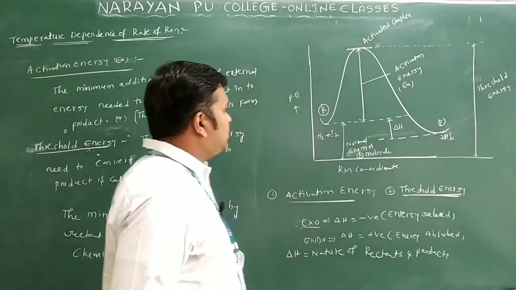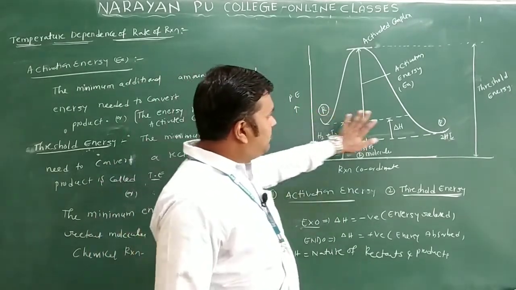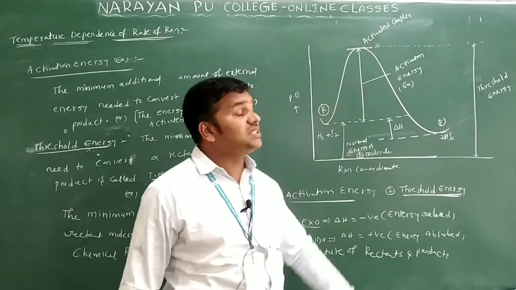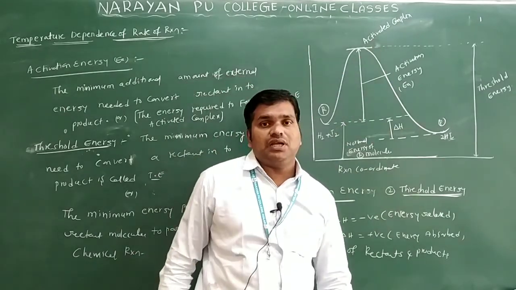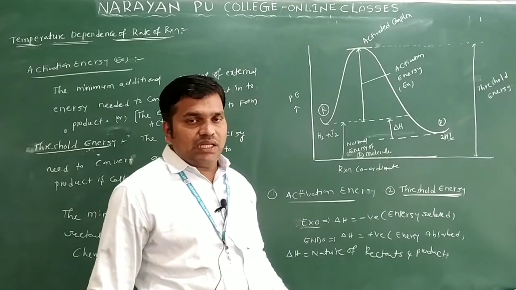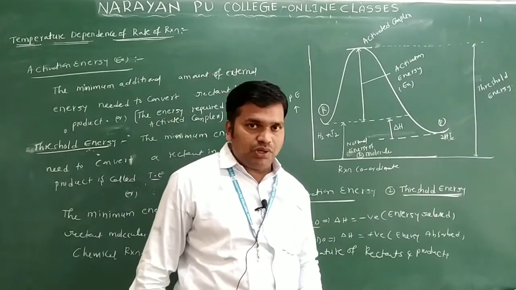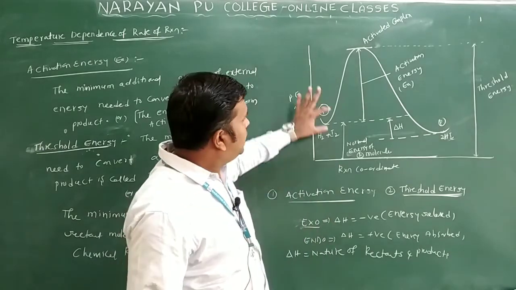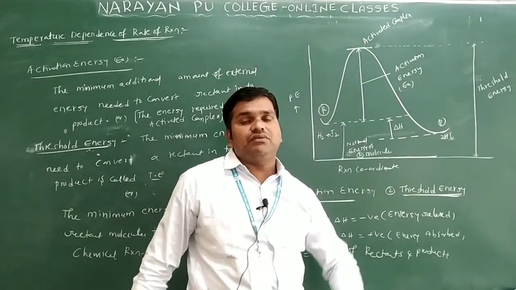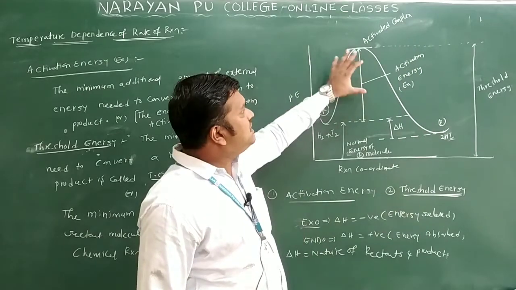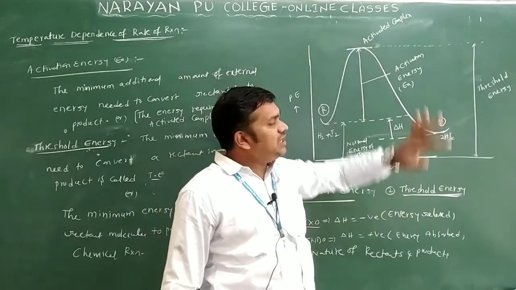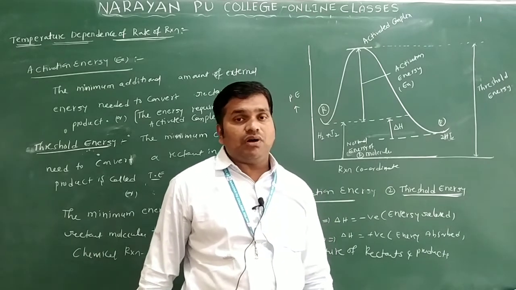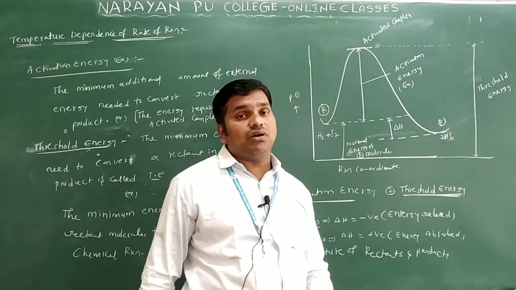Now let us see the graph once again. Reactant molecules are converted into products. Meanwhile, they form an unstable complex. That unstable complex we are calling the activated complex. The lifespan of the activated complex is very small. It may break down to form products. Clear? Now what is the term activation energy? The energy required to form an activated complex is called activation energy.